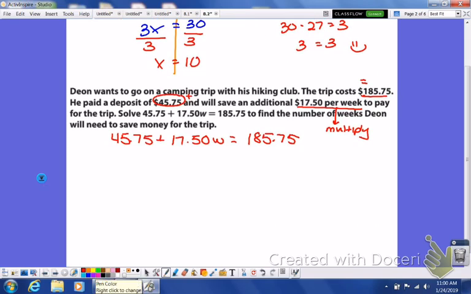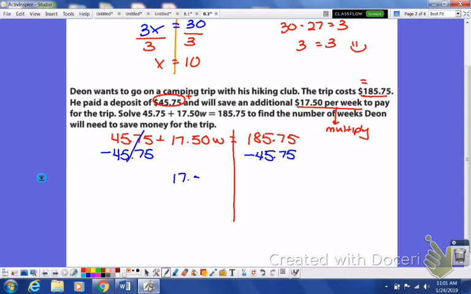Okay, again, we're going to drop our line down and start with what's furthest away from our W. We see a positive 45.75. Now, I know you don't see a plus here, but it's positive, so the opposite of that would be a negative. Our inverse operation then would be to subtract 45.75 from both sides. 45.75 minus 45.75 is 0.